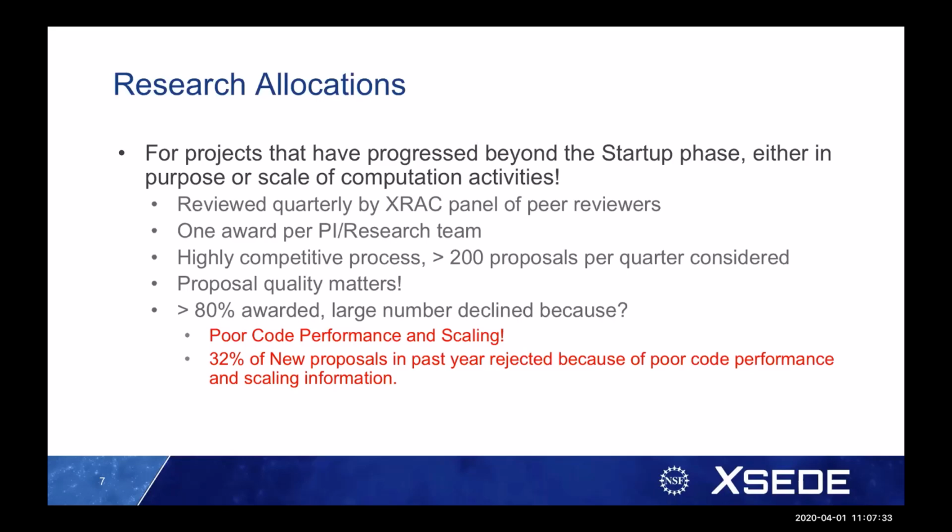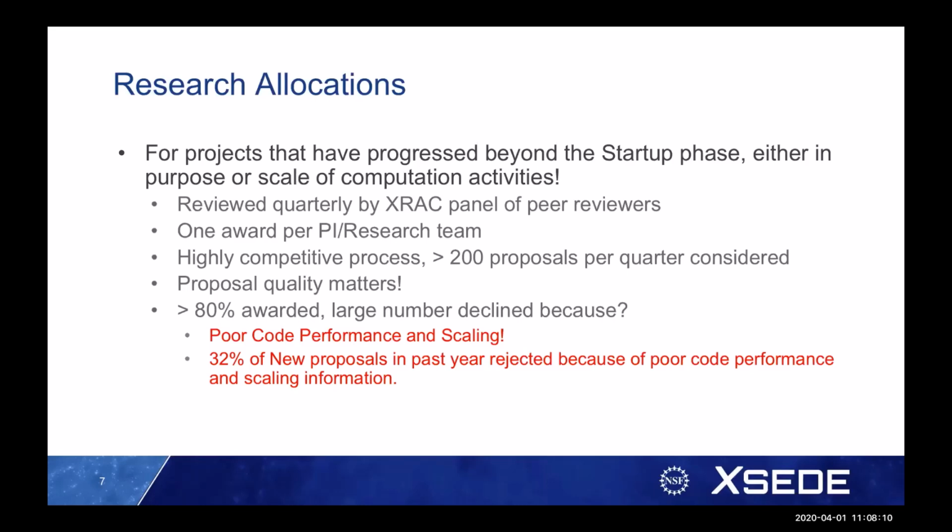So these research requests that we're going to mostly talk about today are reviewed quarterly by an XSEDE panel of peer reviewers. We really recommend 1 award per PI or research team. This is a highly competitive process. We see greater than 200 proposals per quarter. That's actually a low number. We've seen as high as 275 at meetings. So again, it's very highly competitive, and that's why we're here, to make sure that we can help you get over that hump with a good code performance and scaling document.